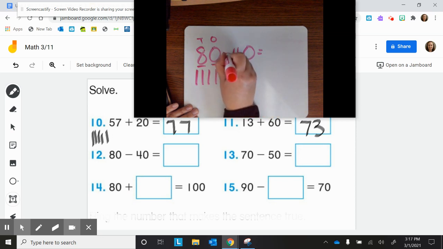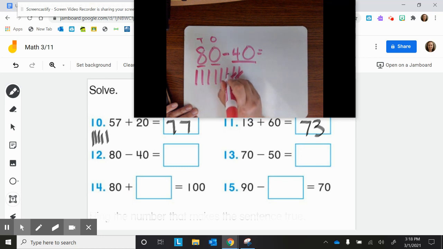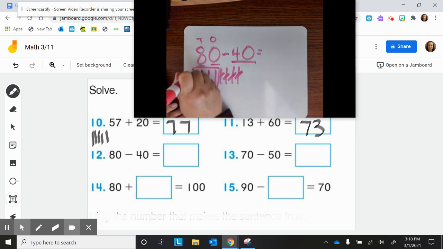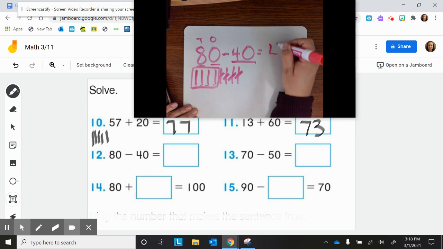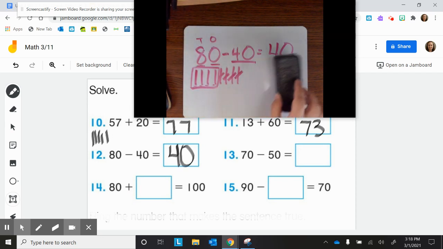But if I'm taking away 40, am I going to draw more 40s? No. I'm not going to draw 40, right? I'm going to take them away. So let's take away 40. So I'm going to take away 10, 20, 30, 40. Ooh, how many tens are left? Let's count. 10, 20, 30, 40. 40 are left. So let's write 40 right there, boys and girls. Good job. Let's go on to our next one.